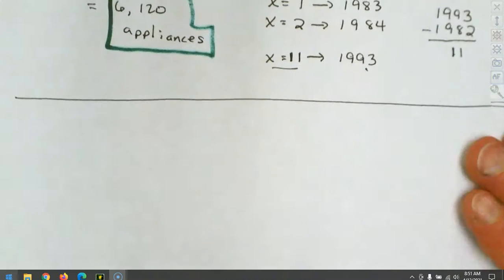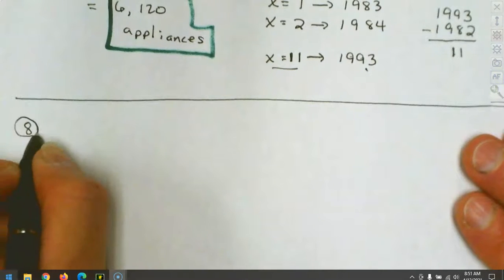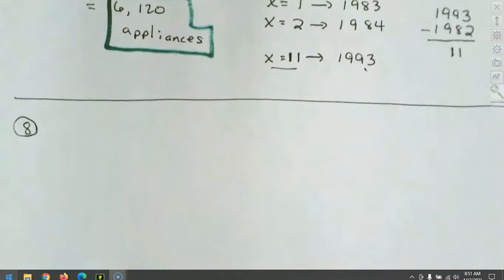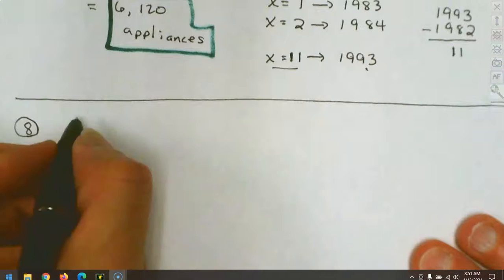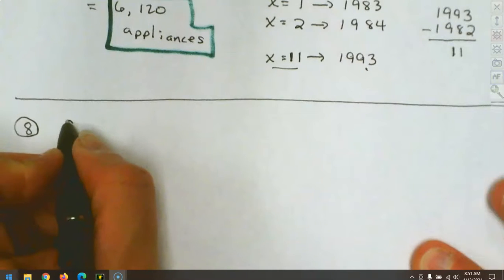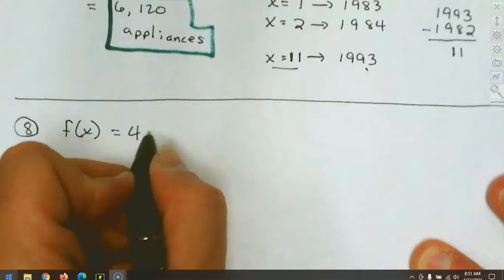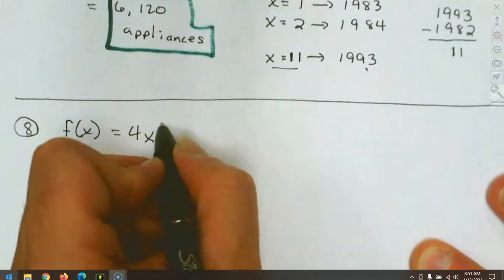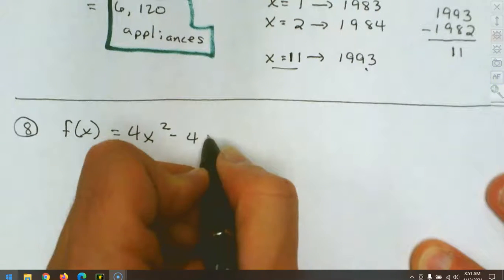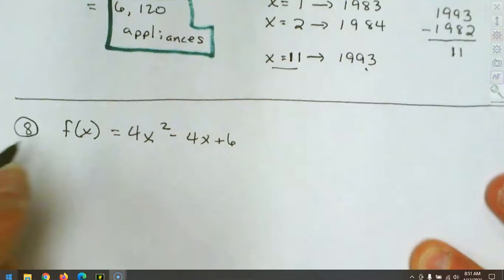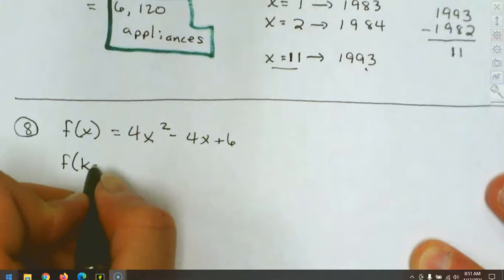So question 8 is the last one out of 2.6. So question 8, we've got a function. And we're going to plug in f of k minus 1.